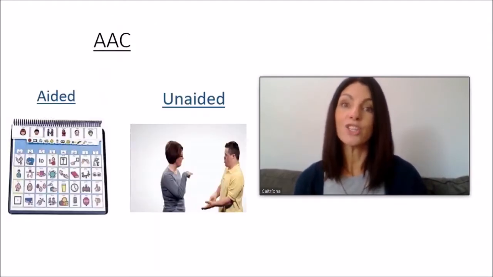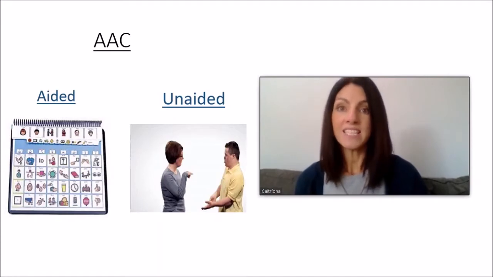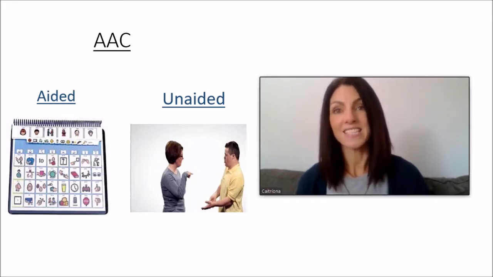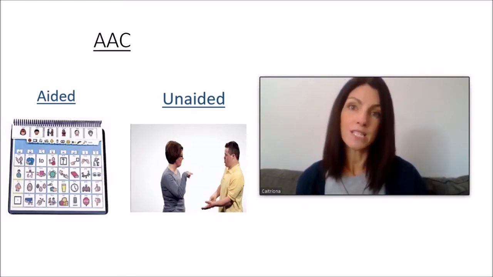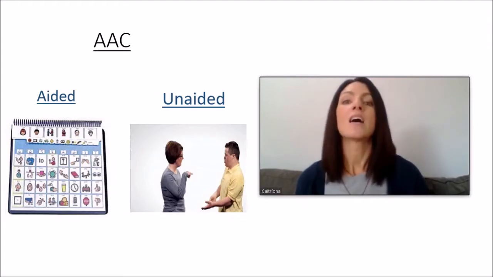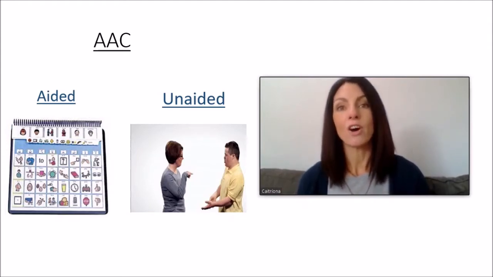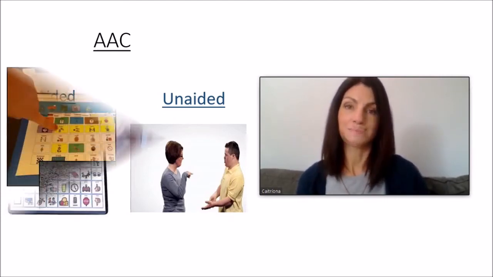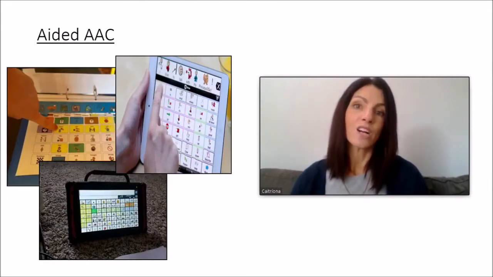AAC falls under two categories. Aided AAC is when you use some type of resource, and unaided AAC is when you use your hands, so sign language. Many of the young people that we support in the BOC use a combination of unaided and aided AAC, as well as speech to communicate. In these videos, we are going to be discussing aided AAC.